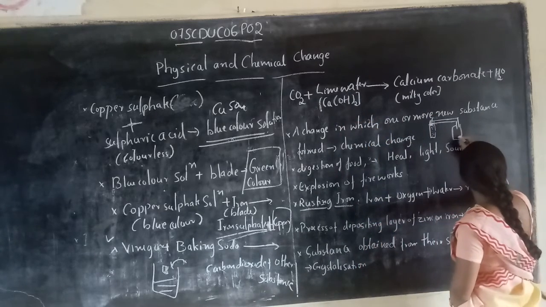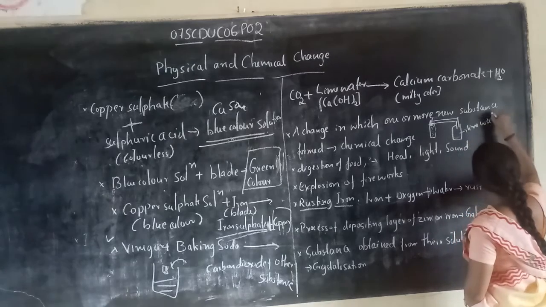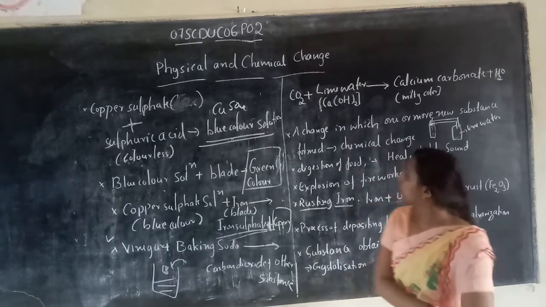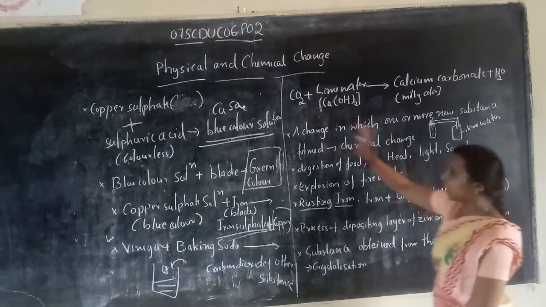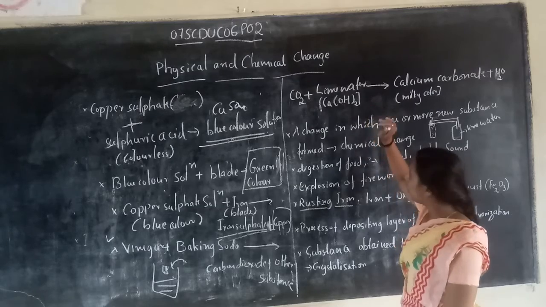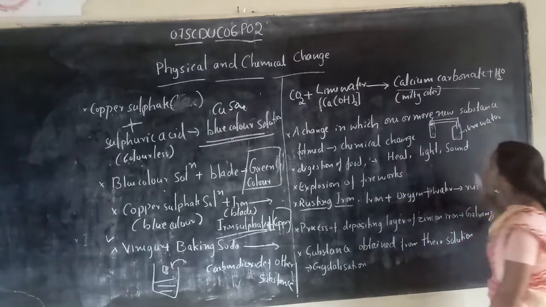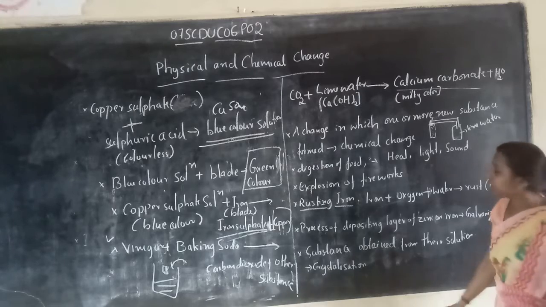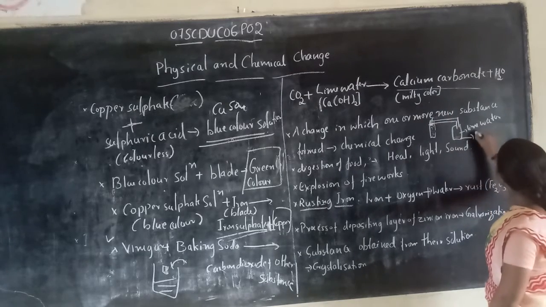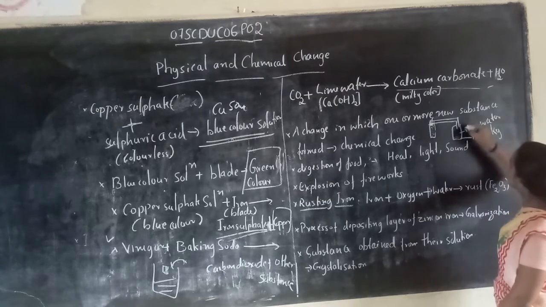This carbon dioxide is treated with lime water. Lime water means calcium hydroxide. When carbon dioxide reacts with lime water, or calcium hydroxide, we get calcium carbonate. The color of the calcium carbonate is milky, and also water.